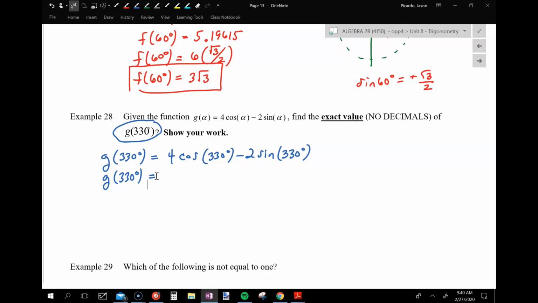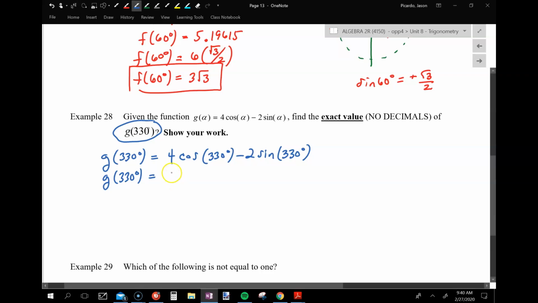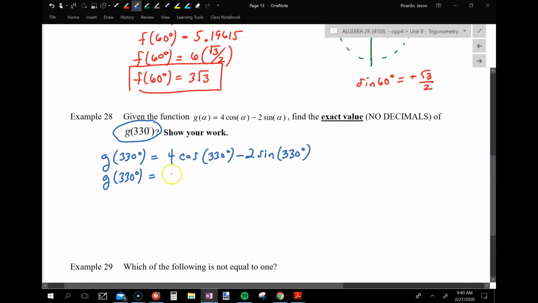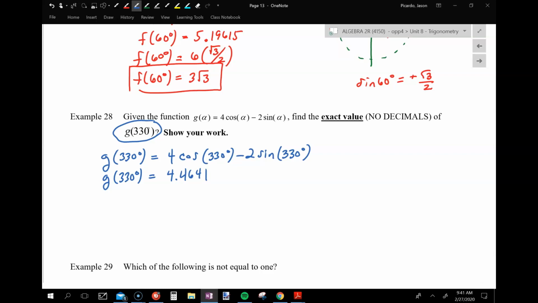What do you guys got for a number? Briggs, what do you got? Can somebody read the numbers that are on the calculator to me, please? 4.4641. Does everybody agree with that? That's what you got? Good. Okay. Well, we'll see if it's right.